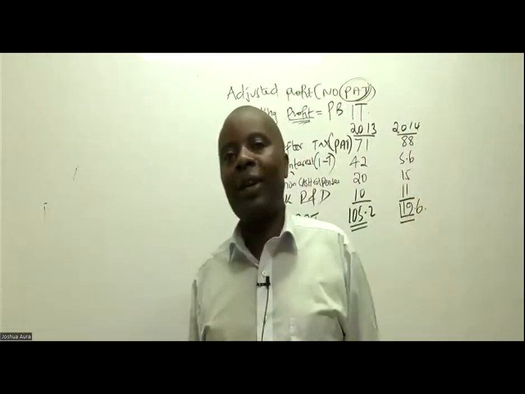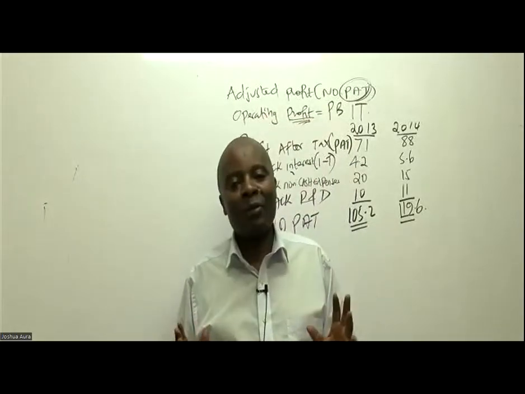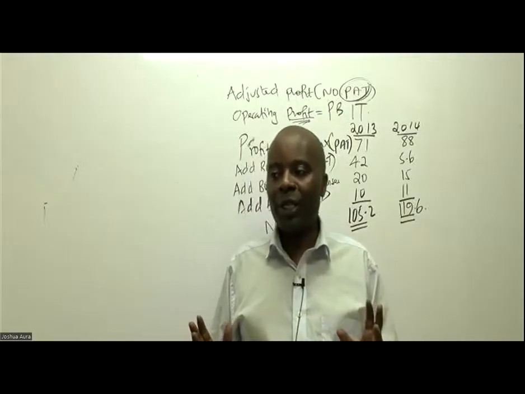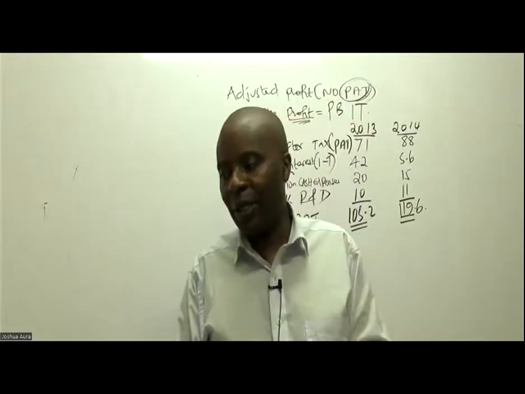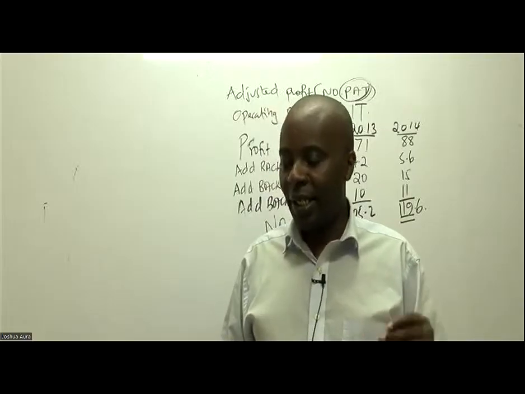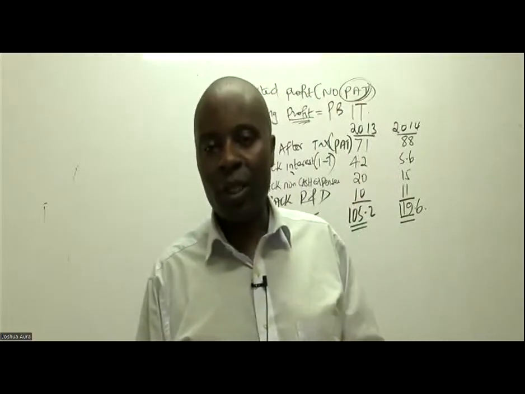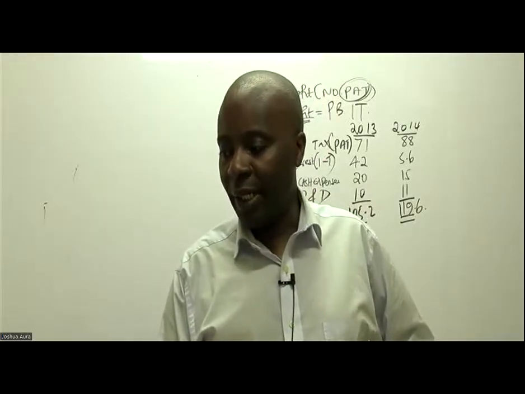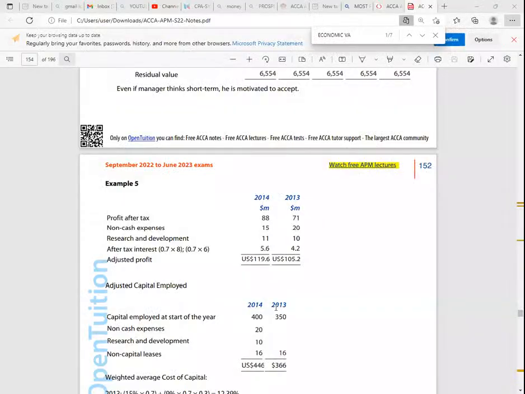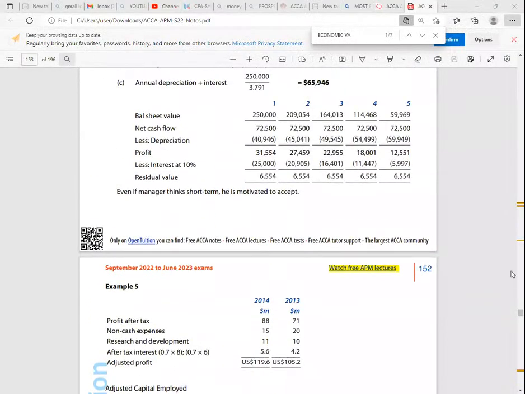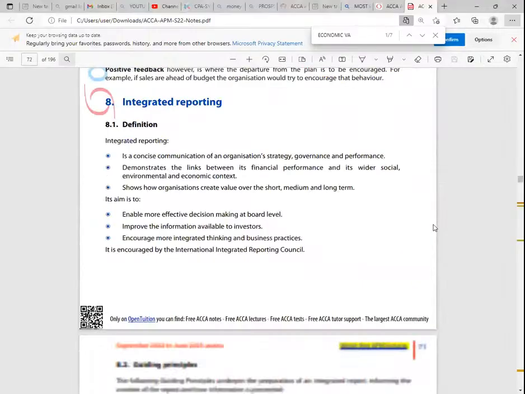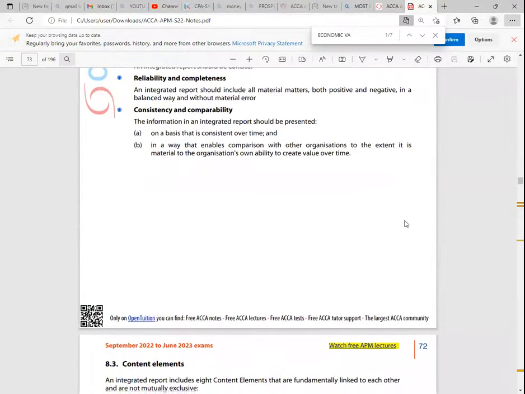So are we together? Can I go now to the capital employed adjustments? Yes, great. So capital employed adjustments, what do we have? I need to go back very first to page number 80.